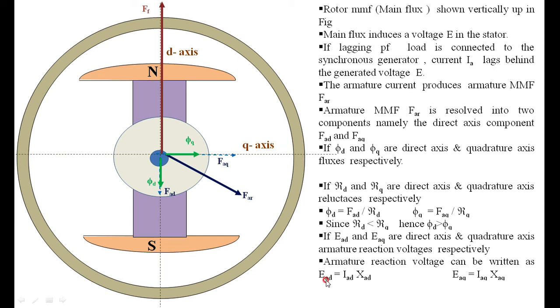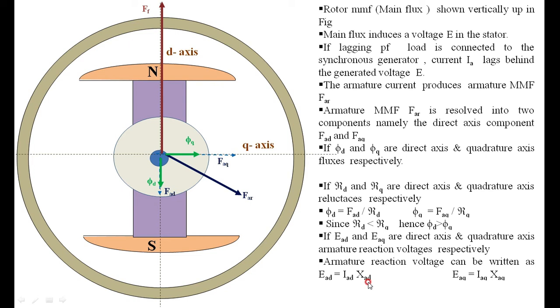EAD can be written as the current along the d axis multiplied by the reactance along the d axis. Similarly, the voltage along the q axis can be written as the current along the q axis multiplied by the reactance. This XAQ and XAD represent the equivalent armature reaction effect along the d axis and q axis respectively. That is, XAD and XAQ represent the armature reactance along the d axis and q axis.